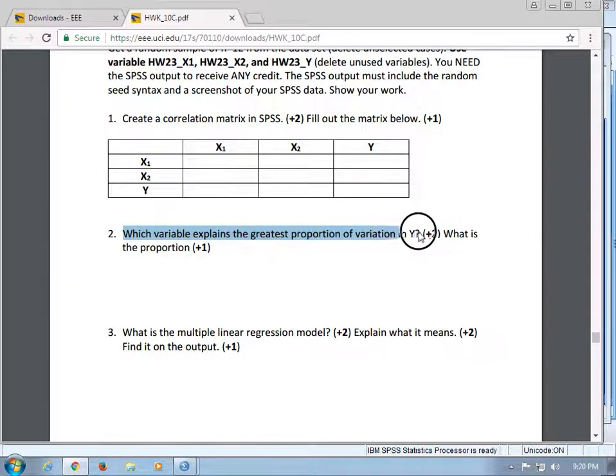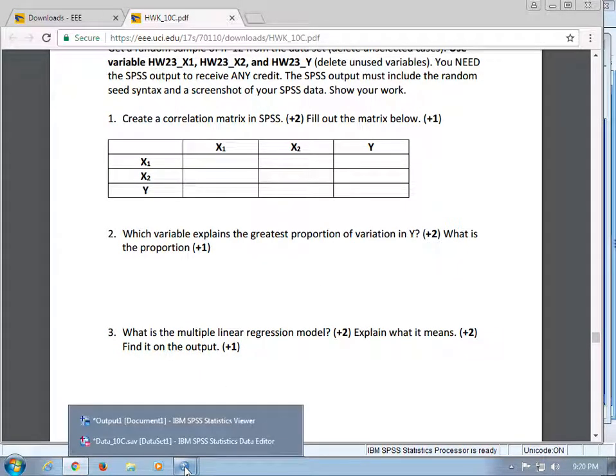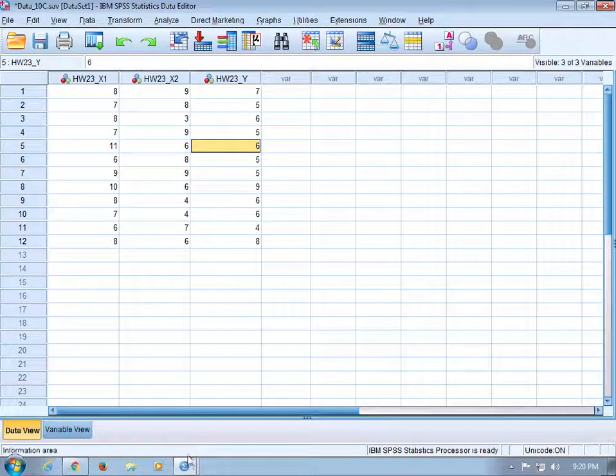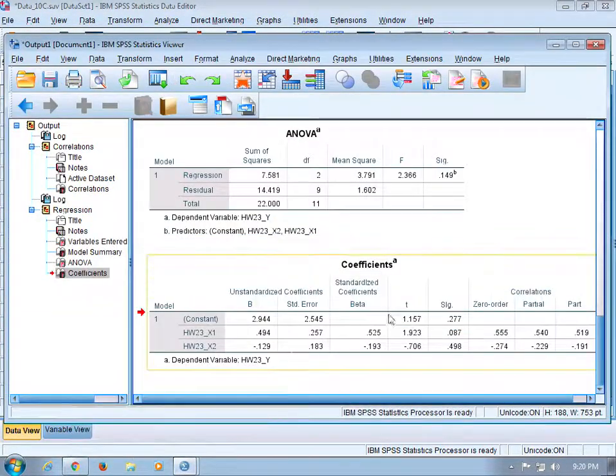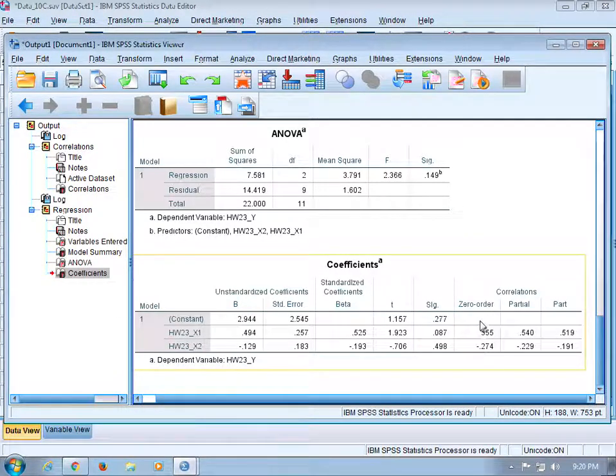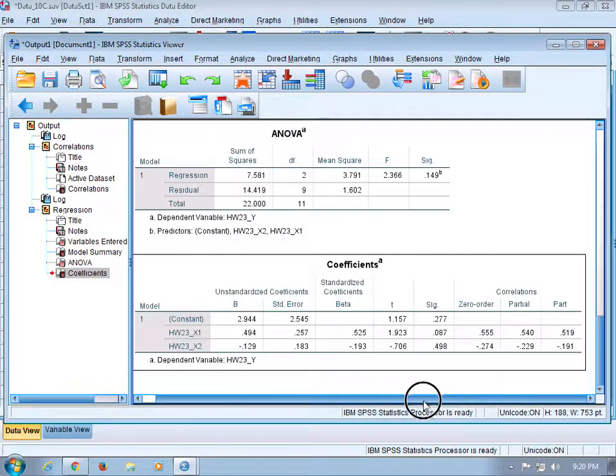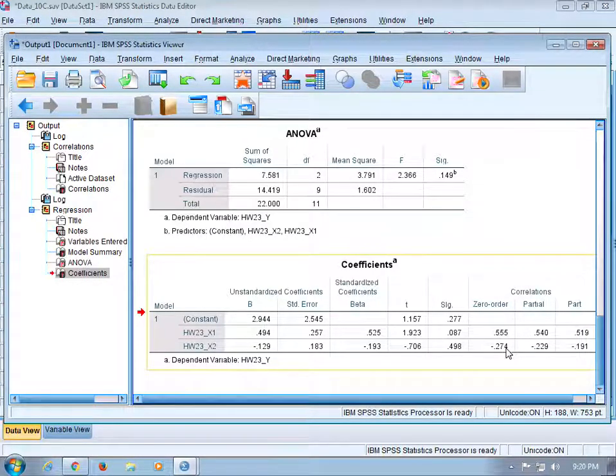So first question asks which variable explains the greatest proportion of variation in y. Proportion of variation is R squared, which is the Pearson's correlation coefficient squared. So when you're squaring something, it preserves the ordinal relationship between the non-squared values of that thing. So to answer that question, we can look at the zero-order correlations here between x1 and x2. I should say it preserves the ordinal relationship between the absolute values of the non-squared thing.